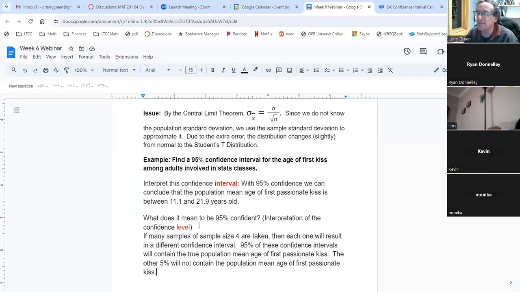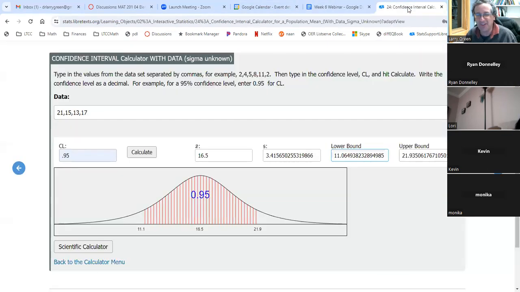Why not be more confident? It's not that it's harder. And this is where, remember I told you I was going to wait? Let's turn this into 99%. I can do it with the same sample size. I can make that 99. And I calculate, and look what happened to the upper and lower bounds. Now they're between 6.5 and 26.5, which is totally useless. Does that make sense?